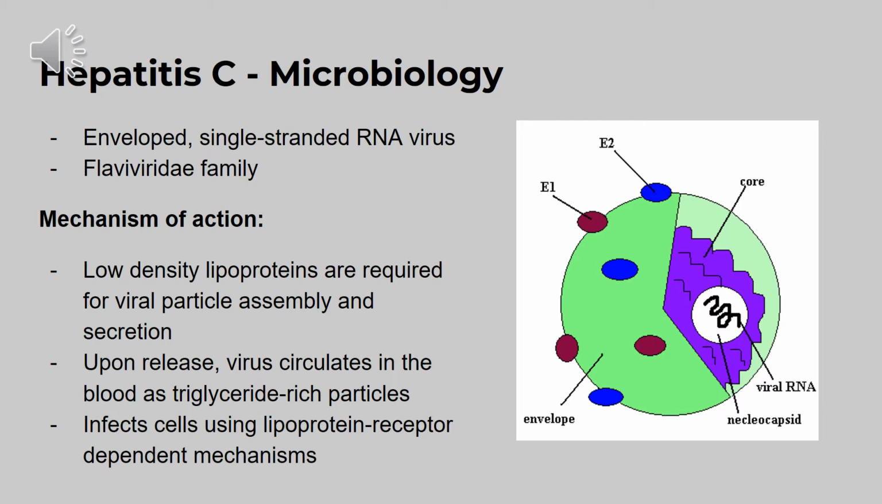The mechanism of action for this virus is low-density lipoproteins, which are required for viral particle assembly and secretion. So once this particle is released and secreted, the virus will circulate throughout the blood as a triglyceride-rich particle, and it can infect cells by using lipoprotein receptor-dependent mechanisms.